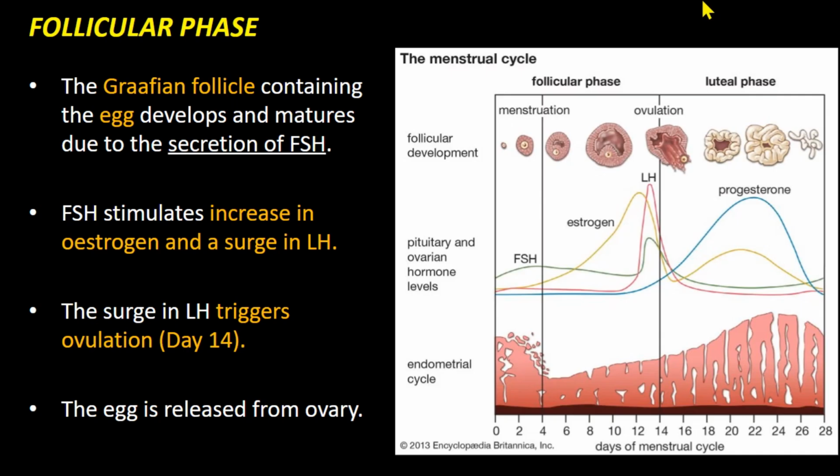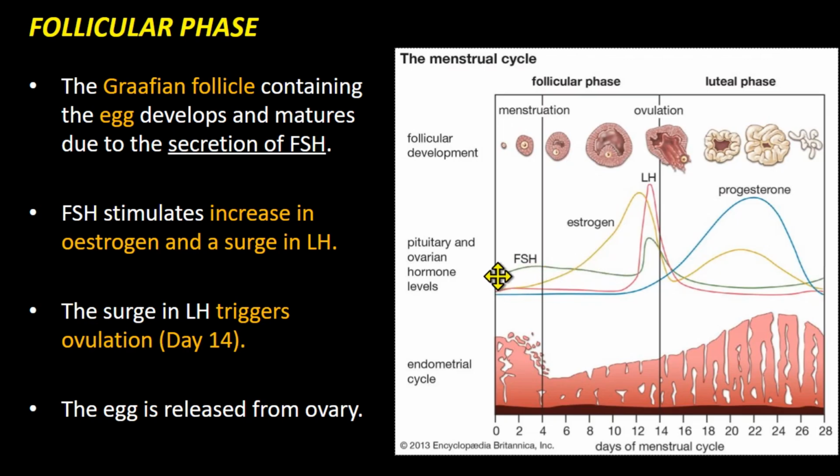There are 3 main phases in the menstrual cycle. There's the follicular phase, the luteal phase, and at the end of the luteal phase there's going to be menses or menstruation. So let's start first with the follicular phase. So first we have the development of the Graafian follicle. That's what you're seeing on top here. Seeing that this is getting bigger and bigger, and this is what contains the egg cell. So the Graafian follicle develops and matures due to the secretion of FSH. We're looking at the green curve here.